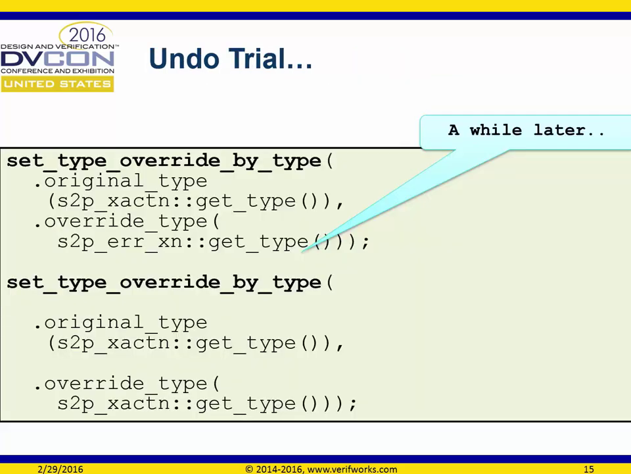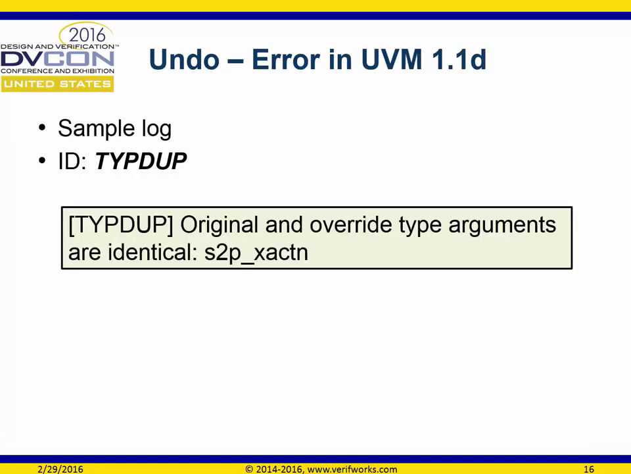So let's go back to our original example. We've got S2P transaction and S2P error transaction. And then you can go back sometime later and then put back in the same type as the override type. This is new in 1.2. In 1.1, this will give you an error. You will get a duplicate type error message. You will not get this error message in 1.2, but you will get this message in 1.1d. This is a new feature of 1.2.